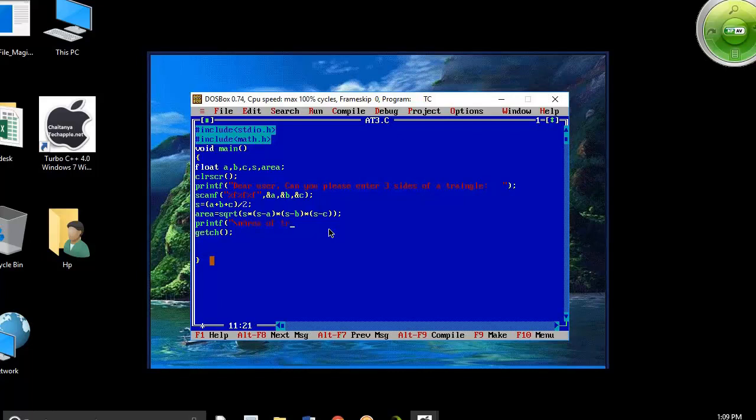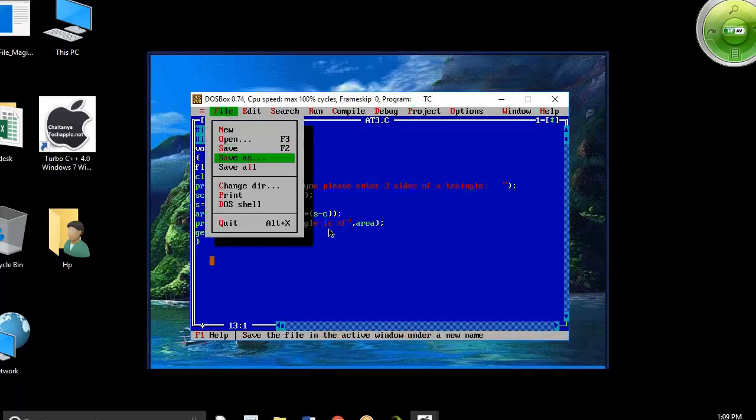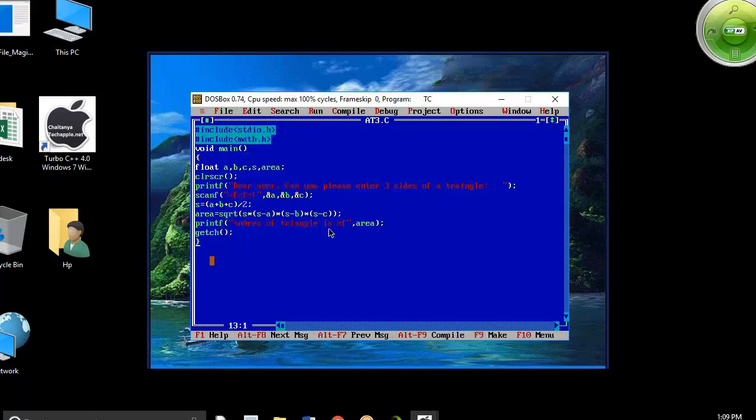Okay, the area of the triangle is one value. What is that? Percentage f. This percentage f replaces which variable? Area. Oh, very good. Control Y deletes a line. In the File menu, the shortcut key is F2. You can save it. Now compile the program.